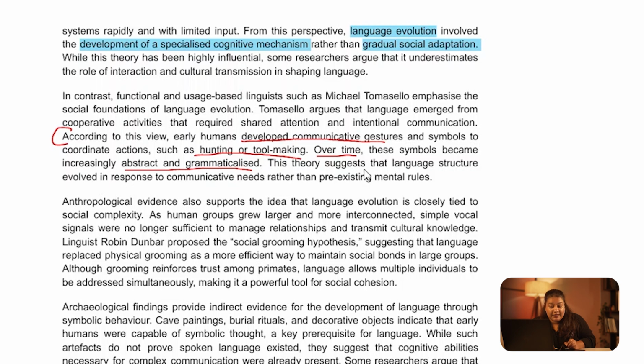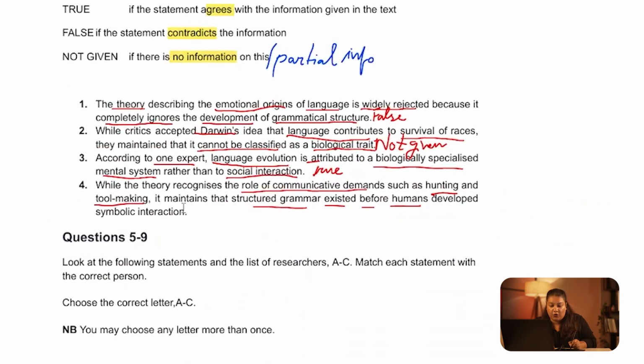So what does this theory say? It suggests that language structure evolved in response to communicative needs rather than pre-existing. So the statement tells us that grammar did exist before humans, but the passage clearly tells us that it evolved as a response to communicative needs, and it's completely contradictory. So my answer to this question will be false. Now let's move to questions 5 to 9.